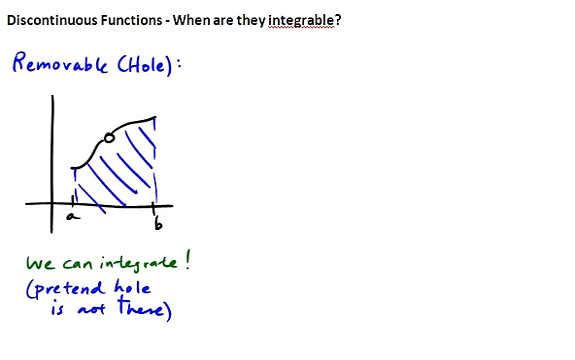For this one, you simply pretend the hole is not there and you proceed like you normally would. Another option would be to locate where the hole is at and treat it as two separate integrals.